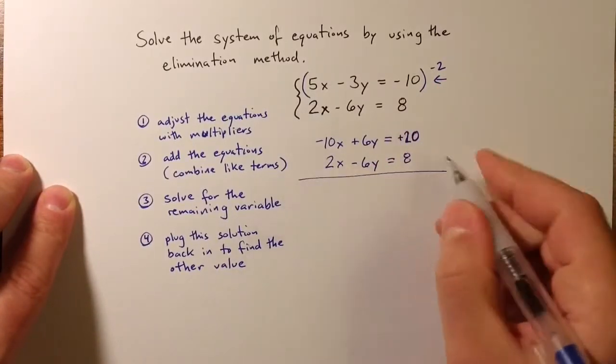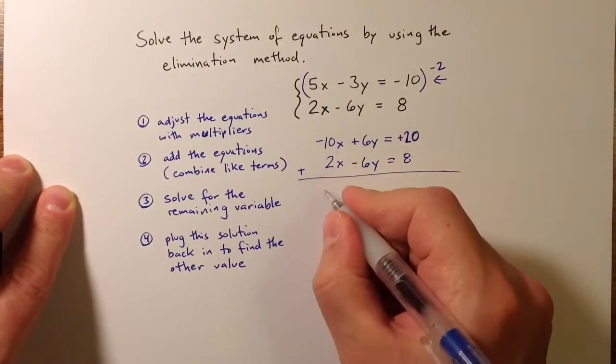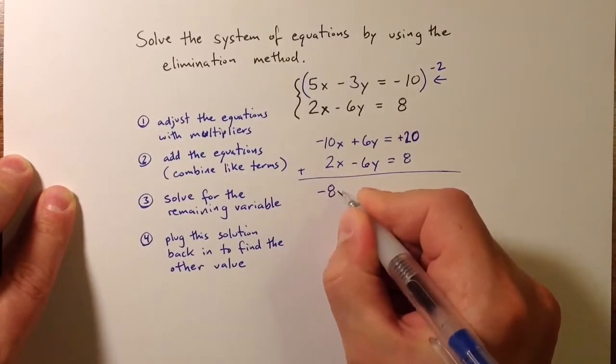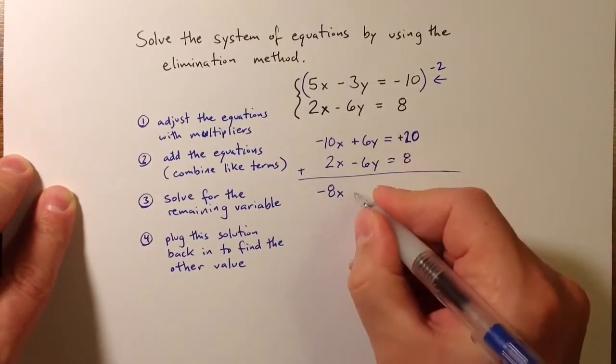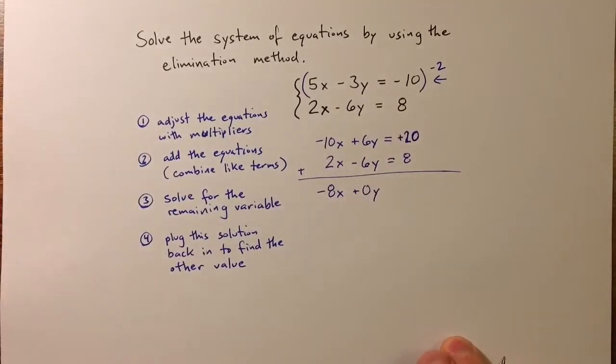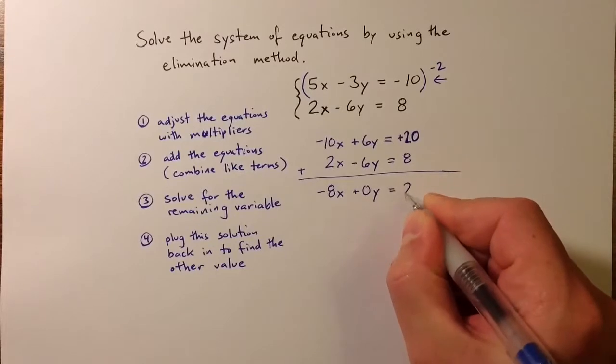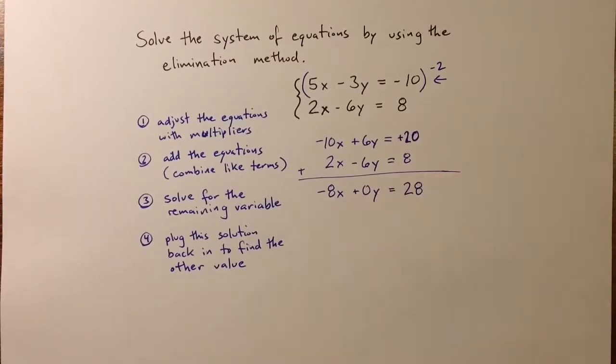So now when I add those equations together, combining the like terms, the x becomes a negative 8x and the y's go away. So I'm going to write down a 0y here because positive 6 and negative 6, adding them together, we get 0. And on the other side we can add those numbers together and we get a 28.